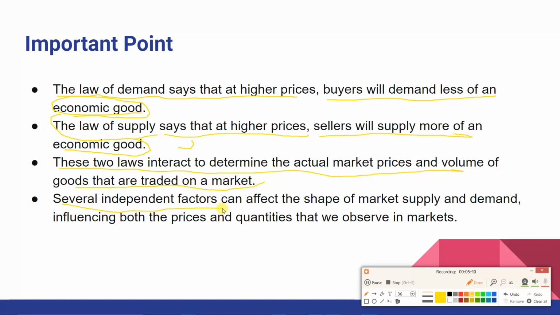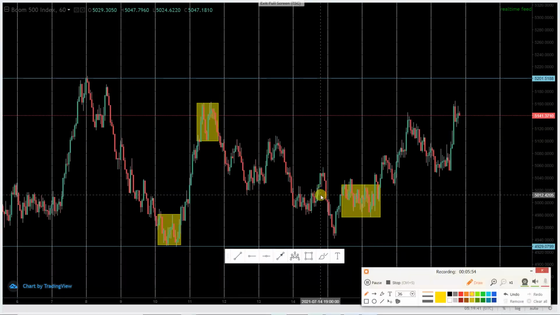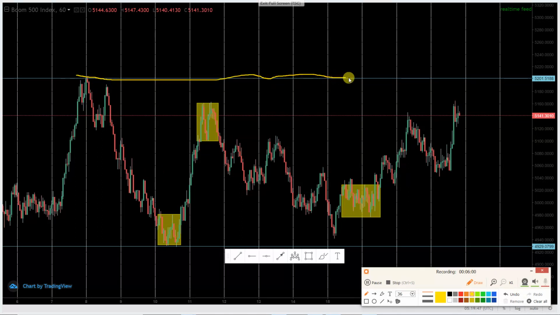Several independent factors can affect the shape of market supply and demand, influencing both the prices and quantities that we observe in the market. Let's go on. So, in short, what we are saying is that at the supply level is where we find sellers. At the demand level is where we find buyers.